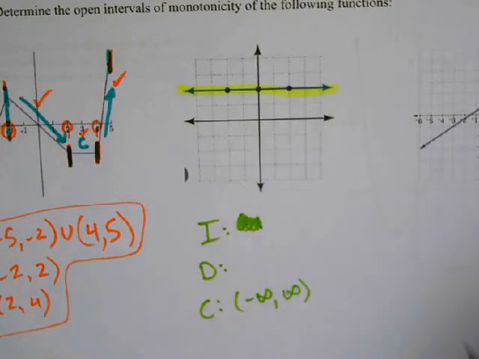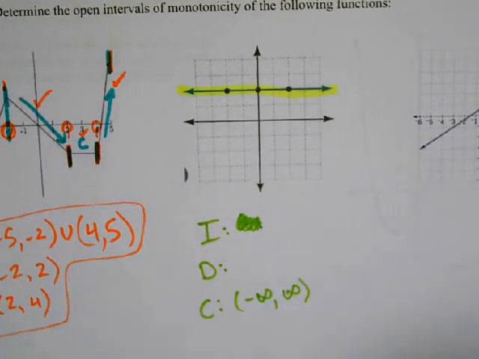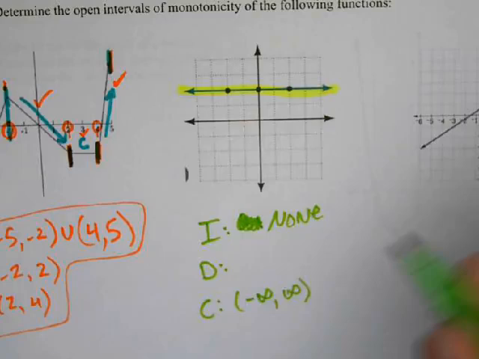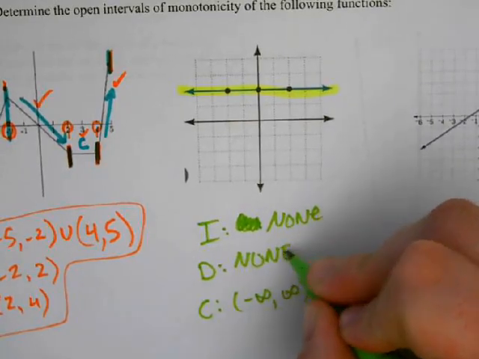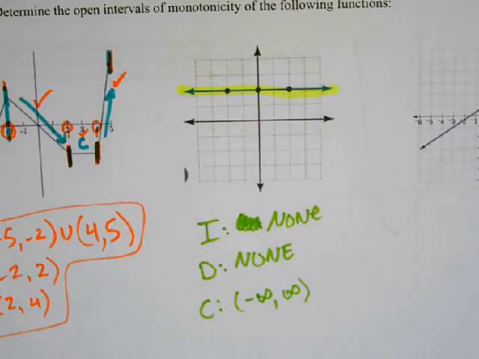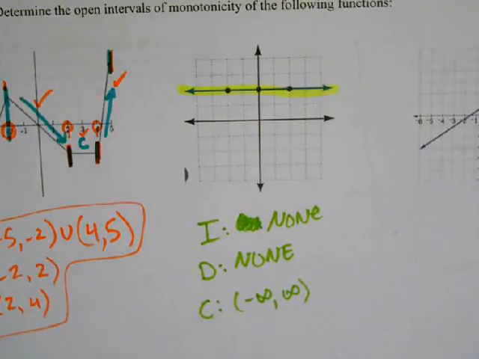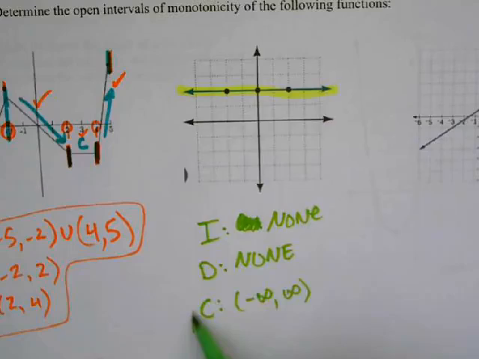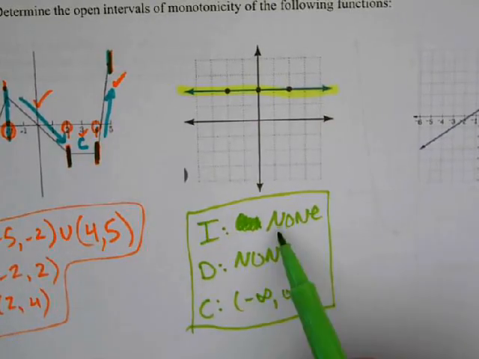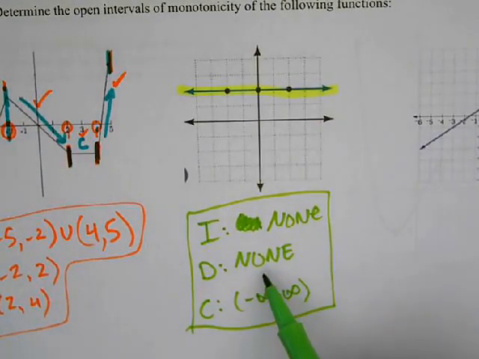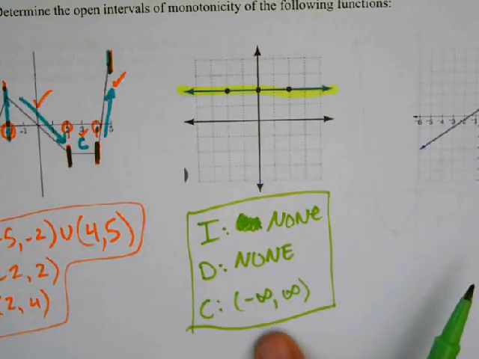And does it ever increase? No, so we write none. Does it ever decrease? No, so we write none. And so in this particular problem, the only thing that's happening is this line just being flat. It's just being constant. And so here are our final answers. It's not increasing. It's not going up. It's not decreasing. It's not going down. It's only ever constant, aka flat. And so now this problem is done.